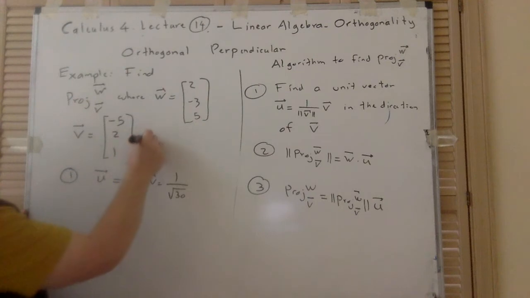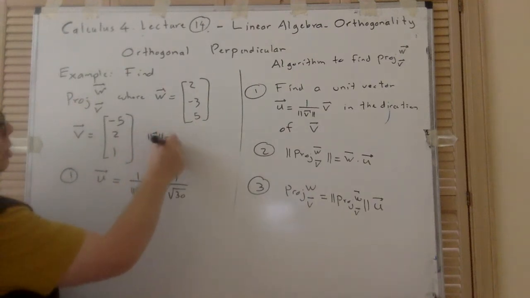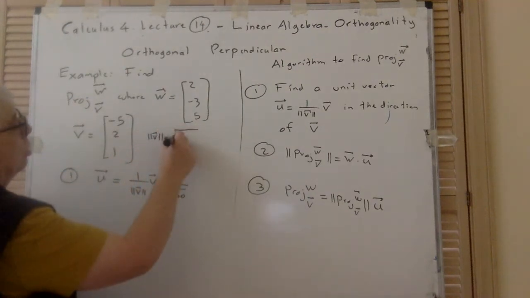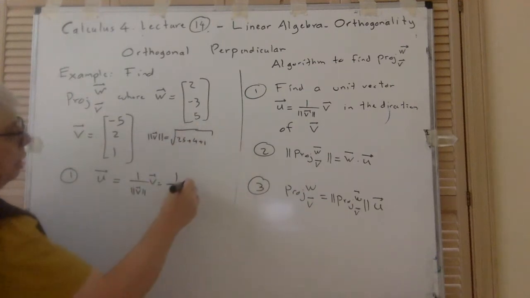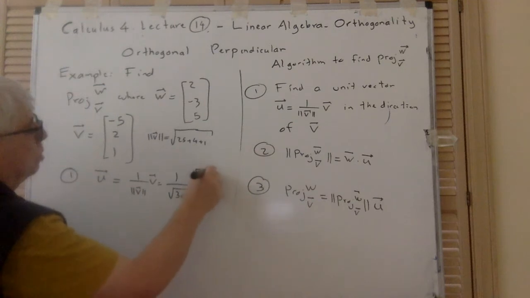It is the square root of 5 squared, 25, plus 4 plus 1, that is 30. So U is 1 over the square root of 30 times the vector itself, (-5, 2, 1).